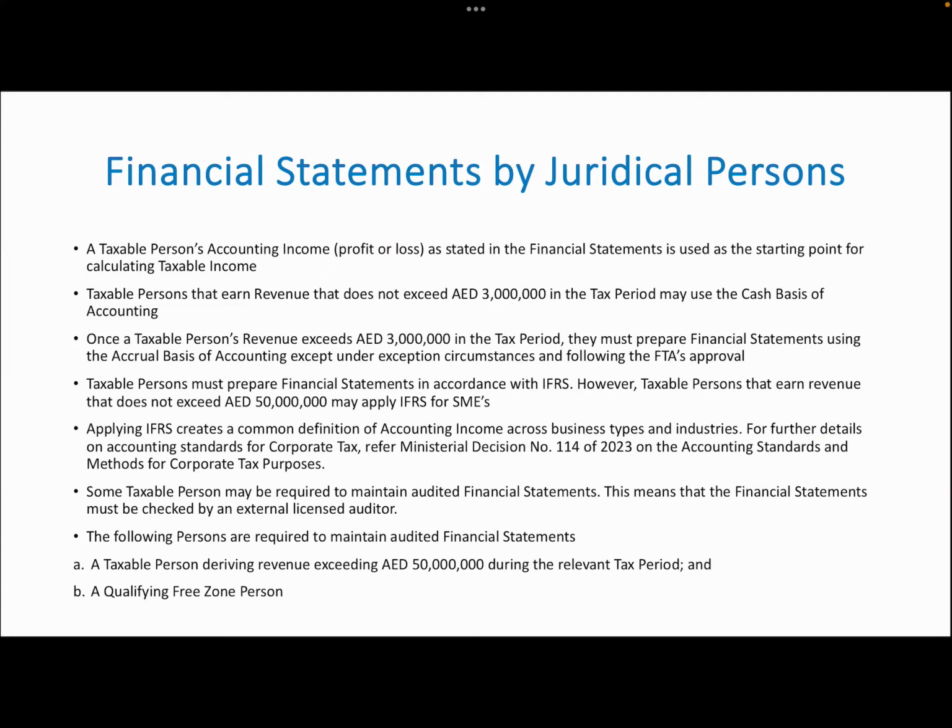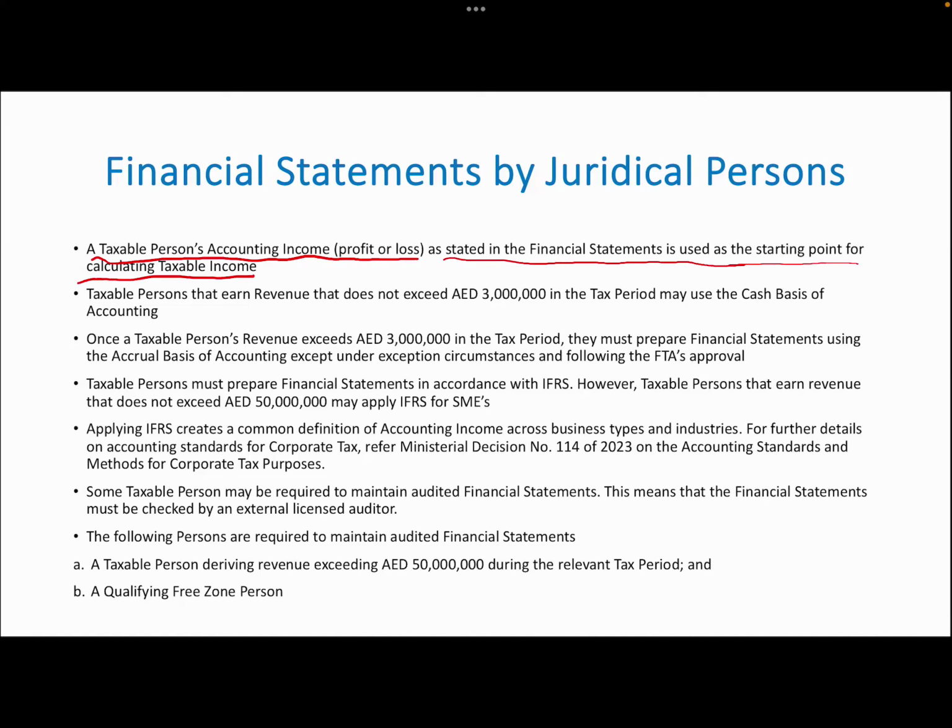Okay, and the regular financial statements which you prepare for your yearly closures. In the upcoming years, I see that a lot of companies end up preparing two financial statements: one for the yearly closure, and the other for your corporate taxes. A taxable person's accounting income, profit, and loss, as stated in the financial statement, is used as the starting point for calculating the taxable income.